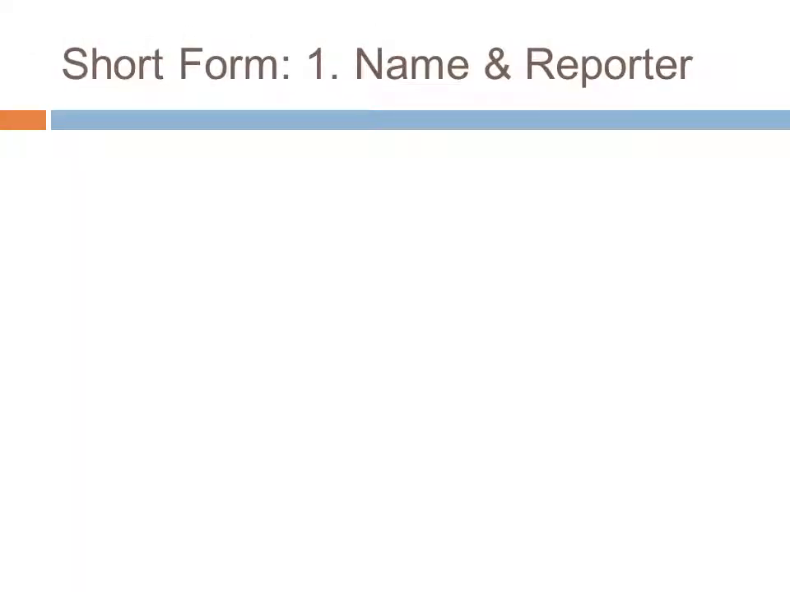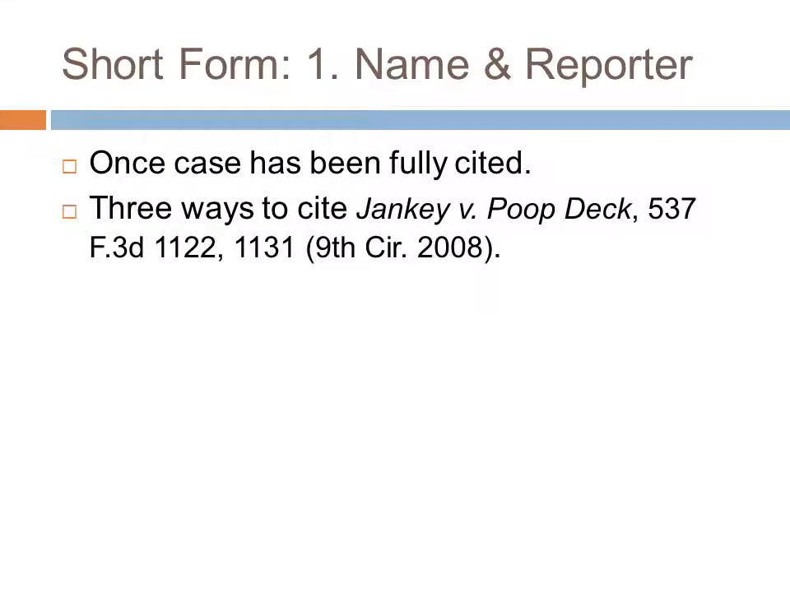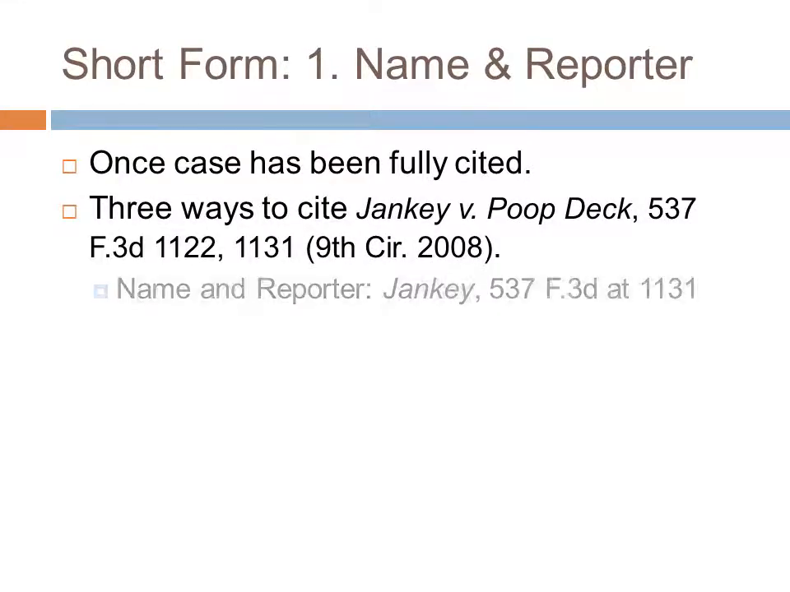A short form cite is just an abbreviated form of the full cite. You can only use a short form citation for a case once you have already cited that case in full somewhere in your memo. So the first time you cite a case, it must be a full cite. Subsequent citations can be in short form. There are three ways to make a short form cite.